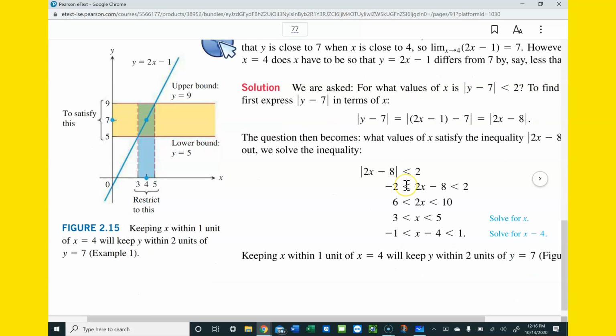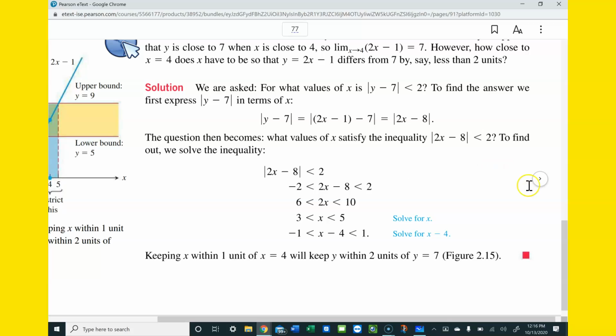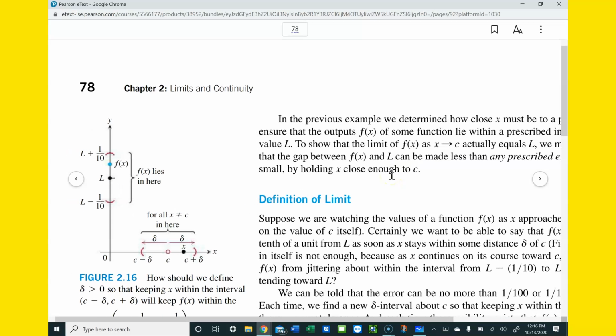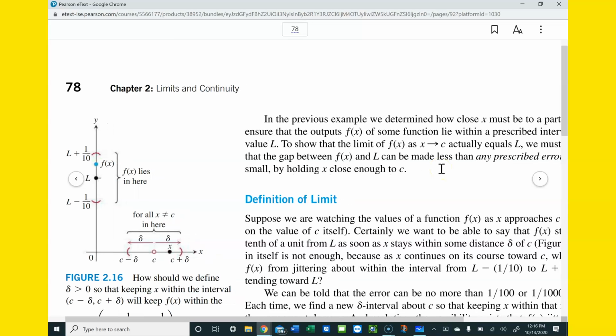All right. Now, why did we even care to do a problem like that? Again, it's building up to a precise definition of a limit. It's just kind of doing it as a concrete example before we get to the very abstract or theoretical definition we're about to get to.